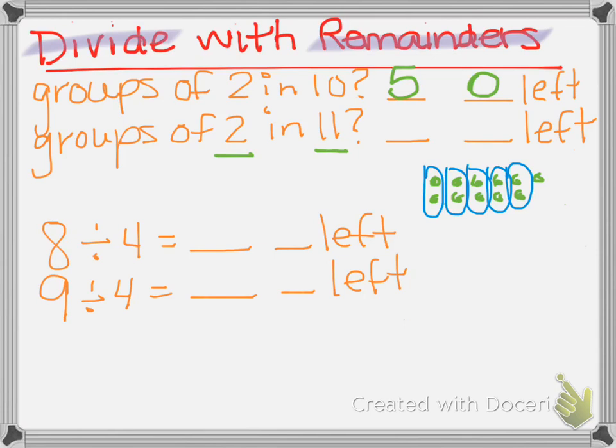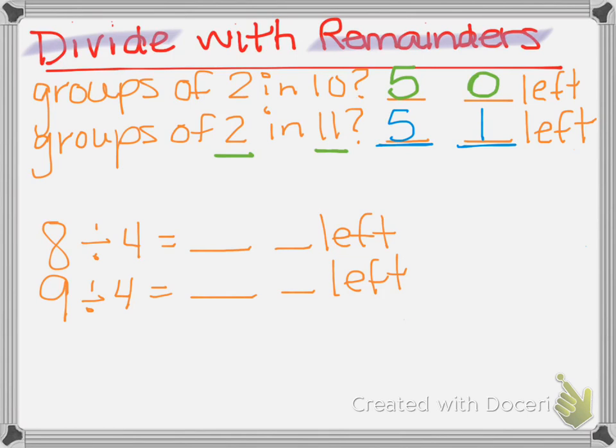So how many groups are there? There are 5 groups: 1, 2, 3, 4, 5 groups of 2. And then this dude over here, he's left over. So how many 2s are in 11? There are 5 2s with 1 left over. Okay? All right.